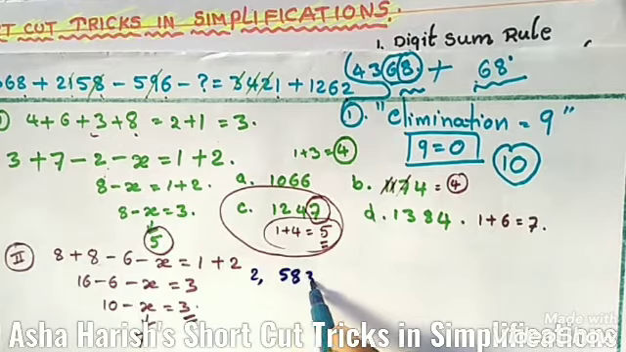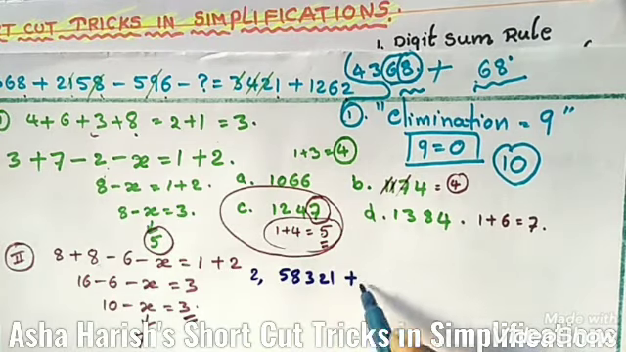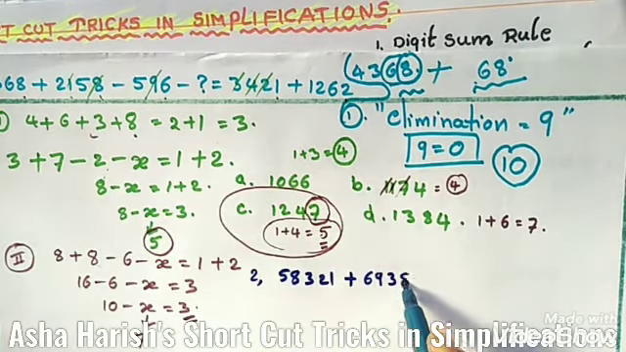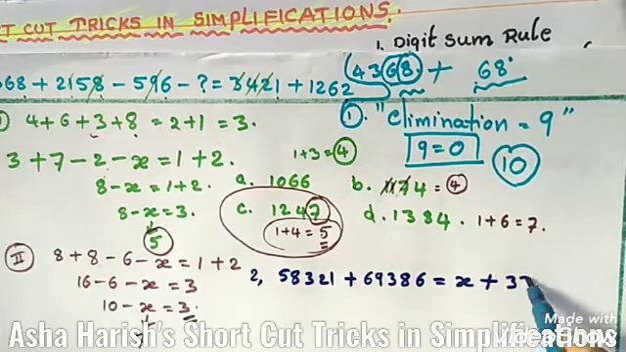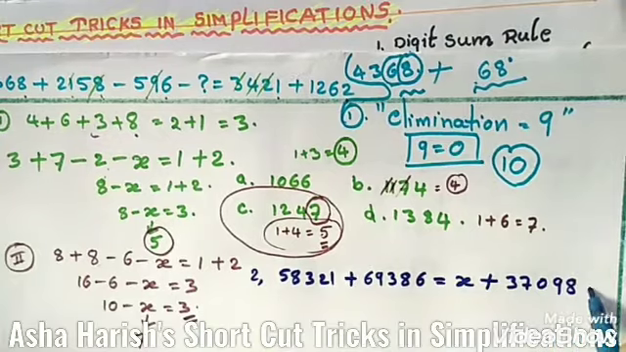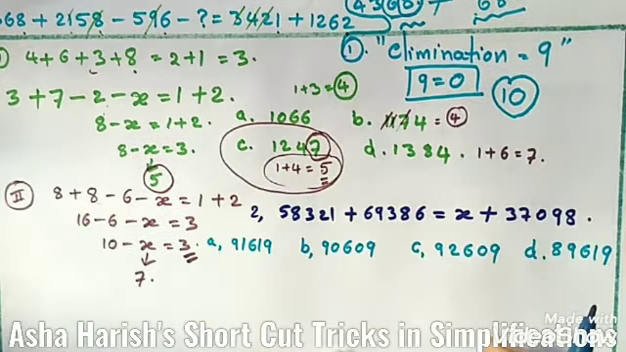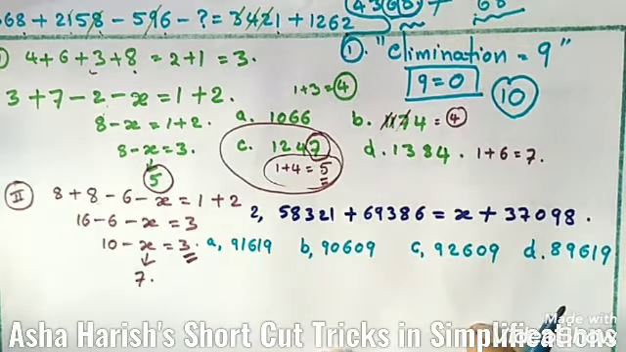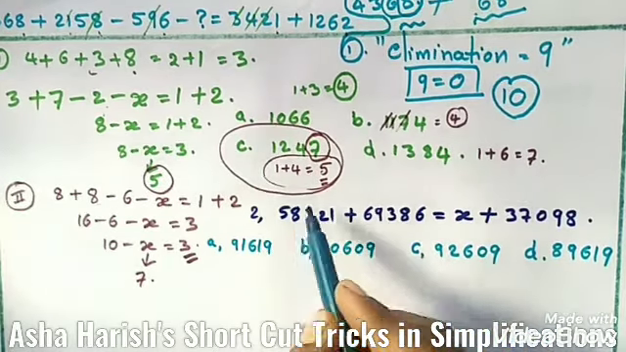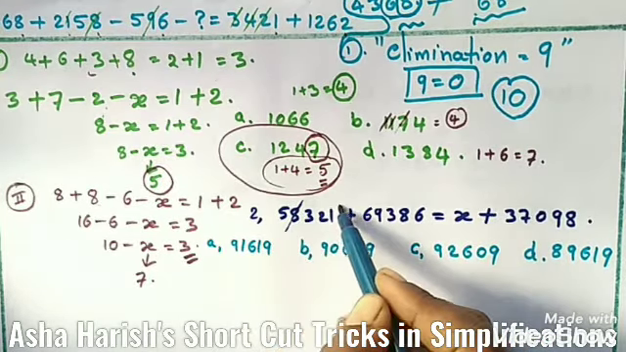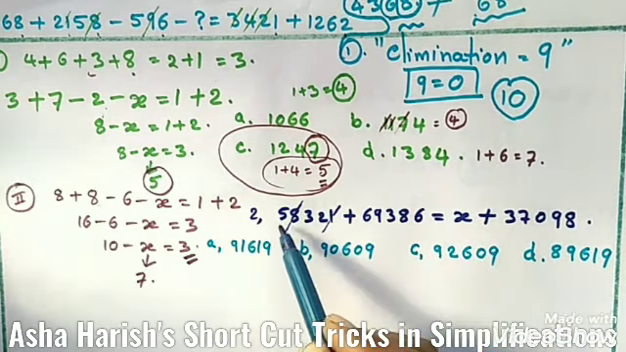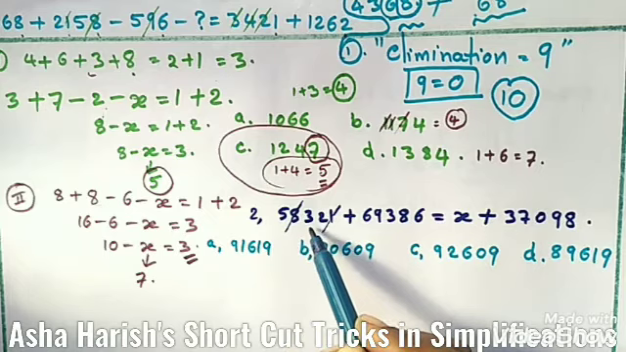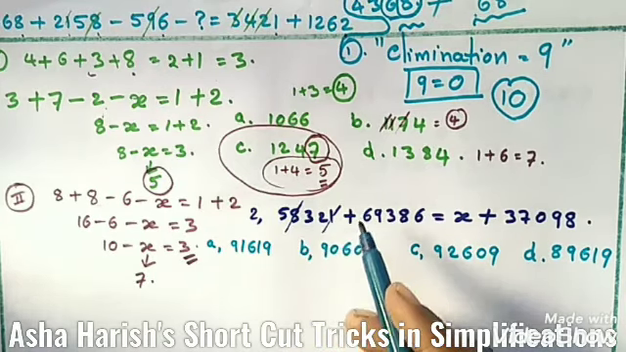58321 + 69386 = x + 37098. Let us see the options also. By applying the digit sum rule to this question, here 8 and 1 means 9. These two numbers get eliminated. Here 5 plus 3, 8, plus 2, 10.